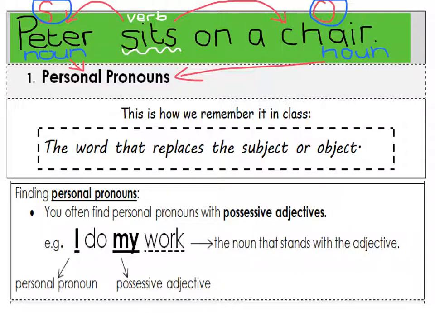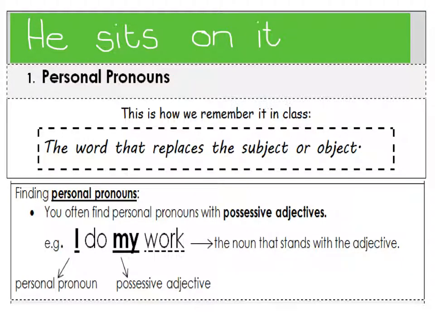If we do that, the sentence will change to this. He sits on it. Instead of writing Peter, I changed it to he. And instead of writing the chair, I wrote it. You will note that he is in the place of the subject and it is in the place of the object. Remember, sits was the verb. And the person or the thing doing the action is the subject, he. The person or the thing receiving the action, the object, is it.